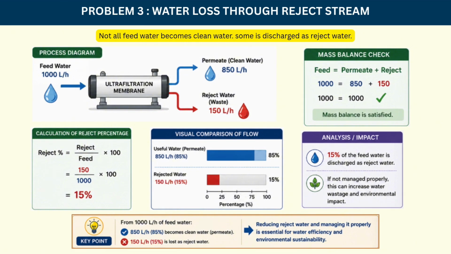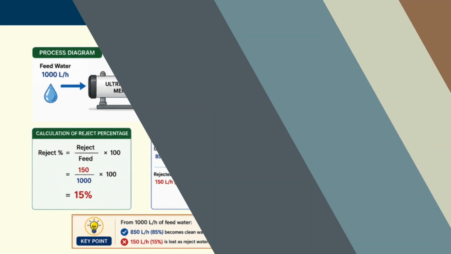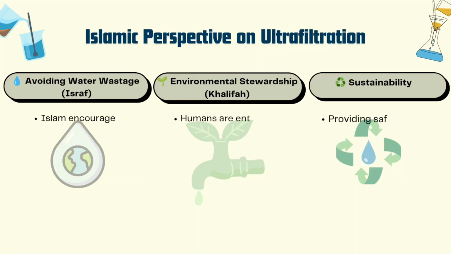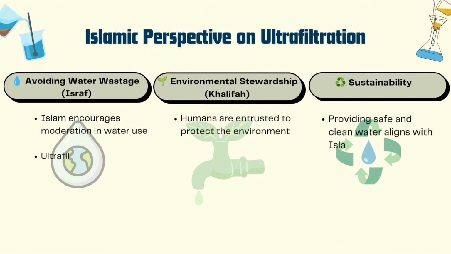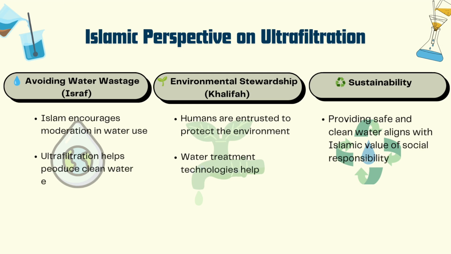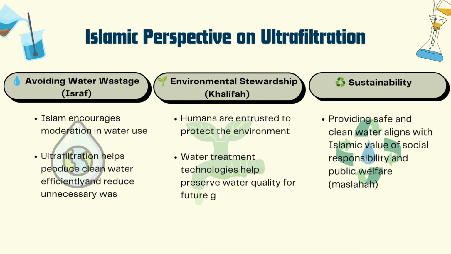Finally, fouling also causes water loss through the reject stream. Out of 1000 liters of feed water, 150 liters are discharged as reject water, which means 15% of the feed water is wasted. From an Islamic perspective, ultrafiltration supports the principle of avoiding waste, or israf, by improving water treatment efficiency. Islam also teaches humans to act as Khalifa, or stewards of the earth. Therefore, technologies that help protect water resources and provide clean water for communities are consistent with Islamic values of sustainability and responsibility.